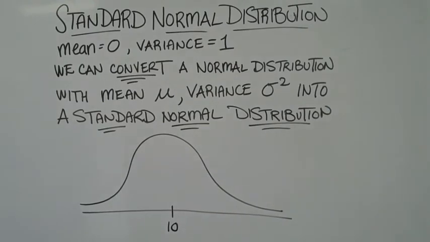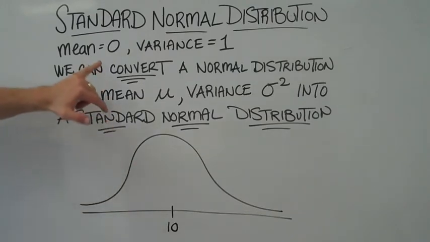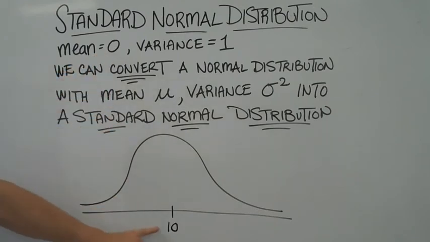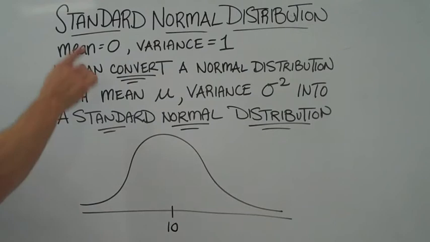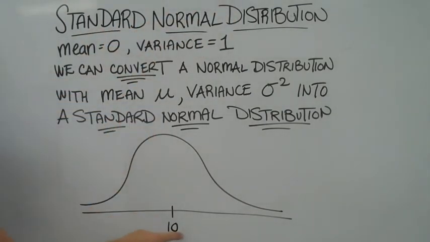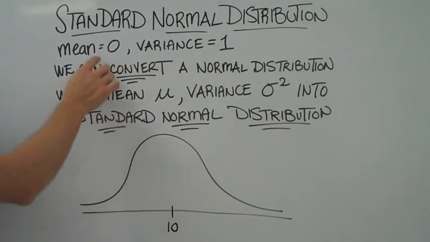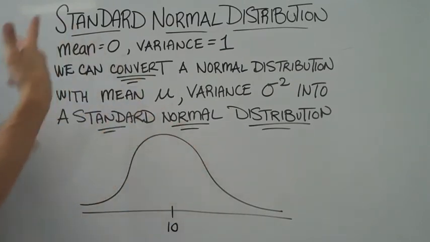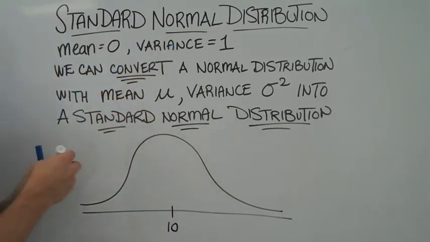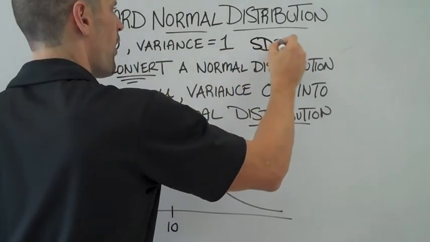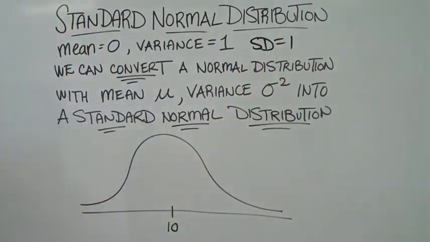In other words, if I'm asking students at our school what is their shoe size, and I get from the boys that the mean shoe size is 10, look, that is not a mean of 0, and my variance may be 2 shoe sizes. That's not a variance of 1. To make it a standard normal distribution, I have to convert somehow this 10 into 0, and my variance from whatever it is to 1. Well, the square root of 1 is 1, so this would also be an SD of 1. So don't get fooled there.